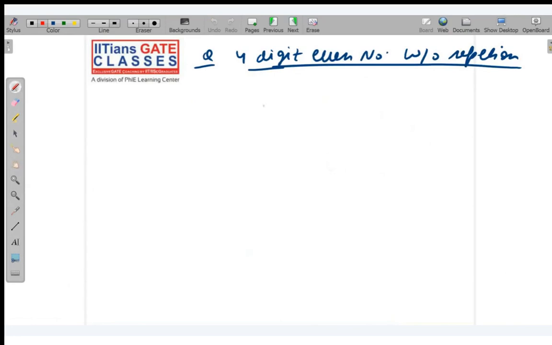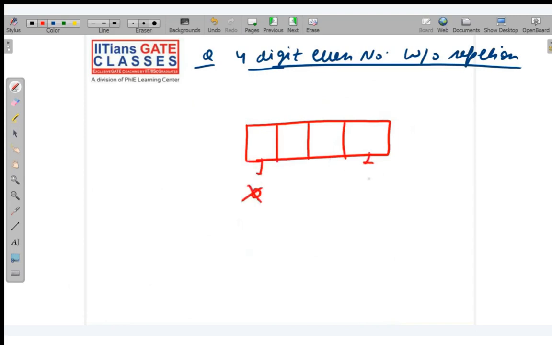The next is 4-digit even number without repetition. This is important. Now we want a 4-digit even number without repetition. Repetition is not allowed now. So how will we do it? Same box method. At the first place 0 is not allowed, and at the last place the possibilities are 0, 2, 4, 6 and 8. You have to deal with such questions very carefully in the GATE exam.